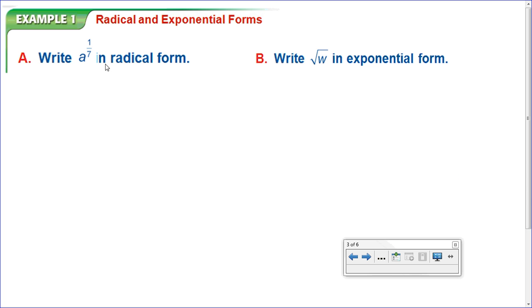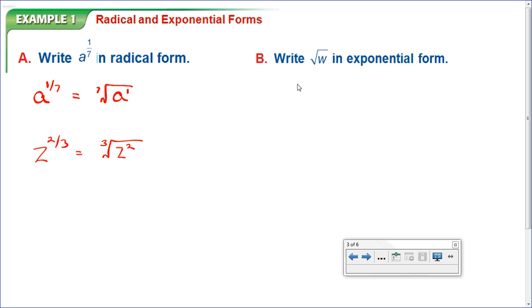Alright, we've got a to the 1/7 power. They just want to write in radical form? Perfect. This, the base, is your radicand. The denominator of the power is your index. This numerator would be the power up here, but since it's a 1, we don't necessarily write it. Okay? So, for example, if I had z to the 2/3 power, that would be the third root of z squared.